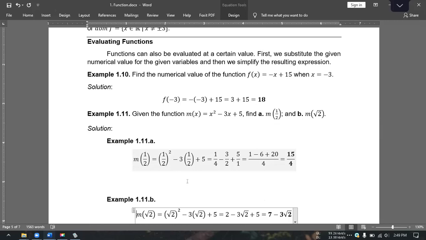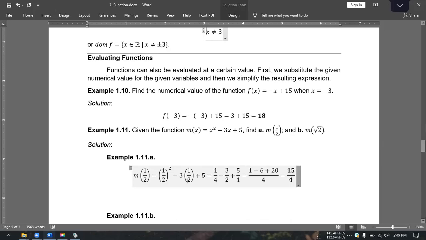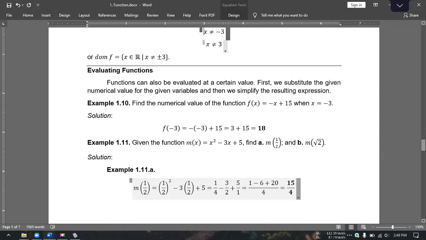Sir, may tanong po. Yes. Ano po yung parang sign na ganun po? Yung R? Not equal. Yung may slash na ganun, equal? Backslash po. And not equal. Not equal po. Sige po. Okay.